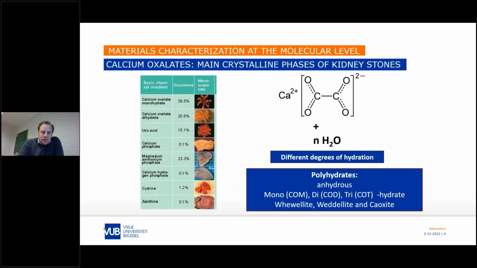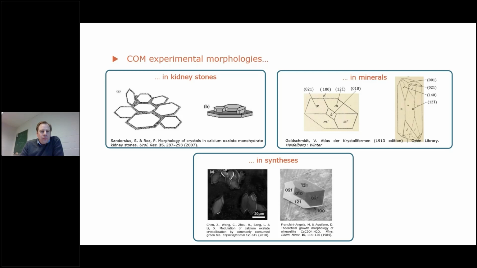Now, the question is, after doing some chemical analysis, can we predict and can we understand the formation of these stones, especially if we are looking at the shape and the morphology? This is what we would like to do in the first step. Here I show you the different morphologies for the calcium oxalate monohydrate, which I repeat is the most found mineral in kidney stones.